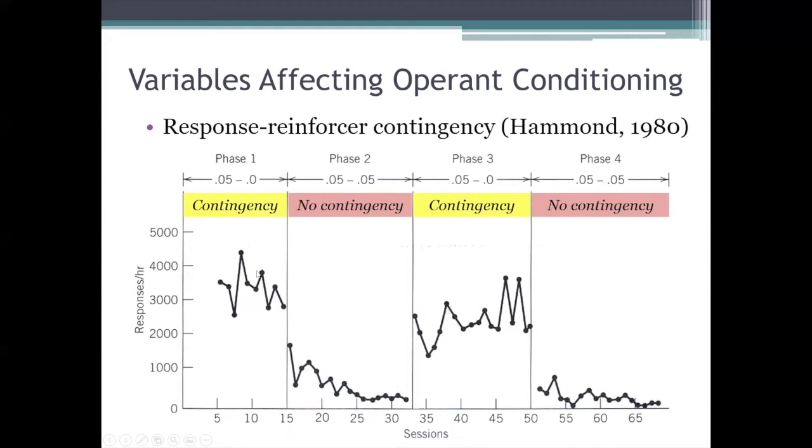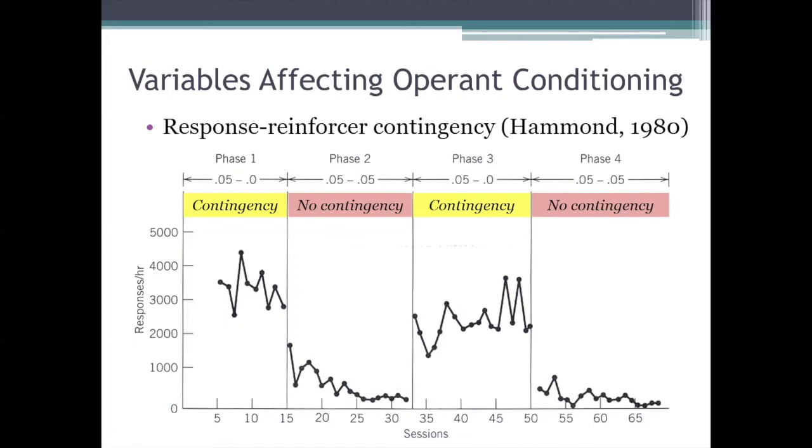They pressed the bar several thousand times per hour during those 2 phases where the reinforcer was contingent upon the response. But whenever Hammond removed that contingency, as he did during phase 2 and during phase 4, then the rate of responding dropped until the rats were making virtually no bar presses at all.